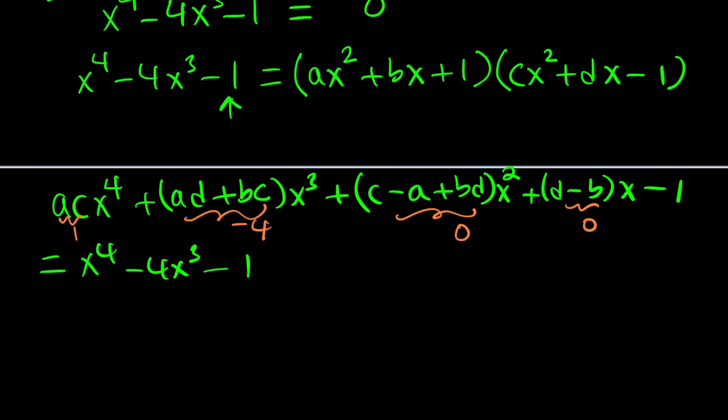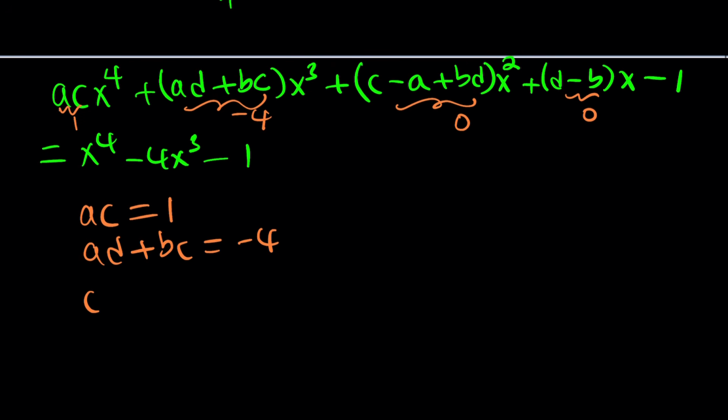Now, this gives us a system like this. Because d and b are equal, ac is equal to 1, right? ac is equal to 1. And then what else do we have? ad plus bc is equal to negative 4. And then c minus a plus bd is equal to 0. And d is equal to b.